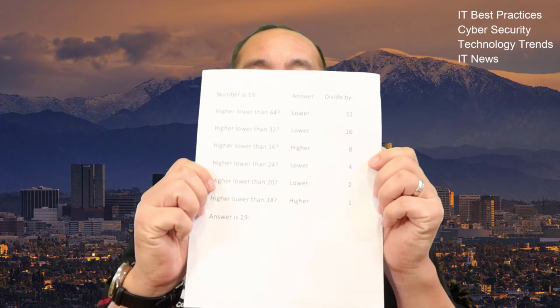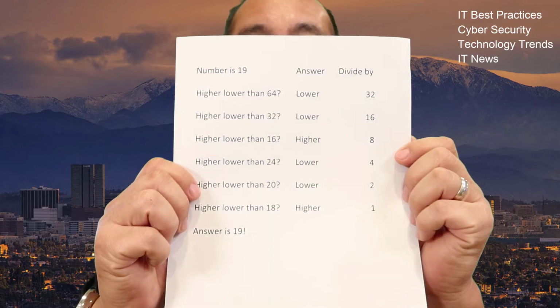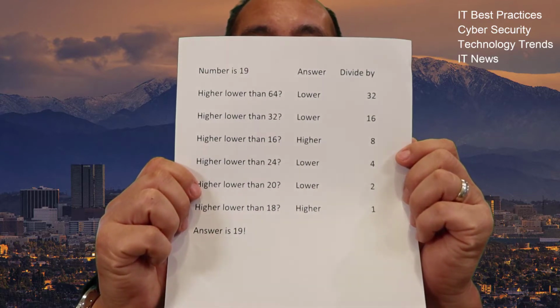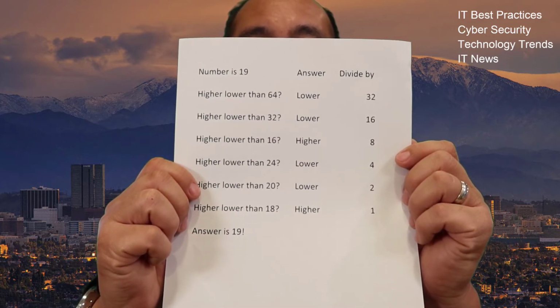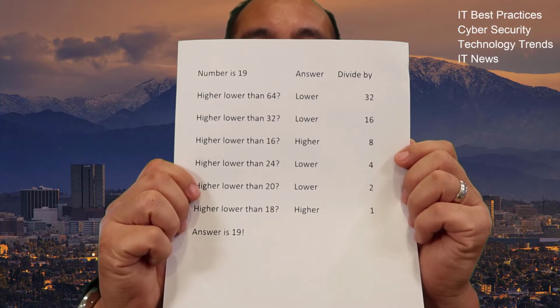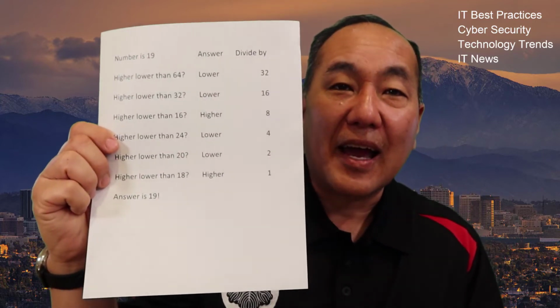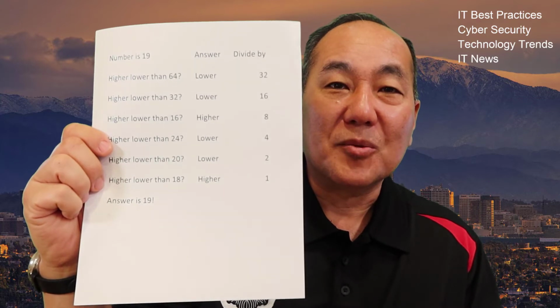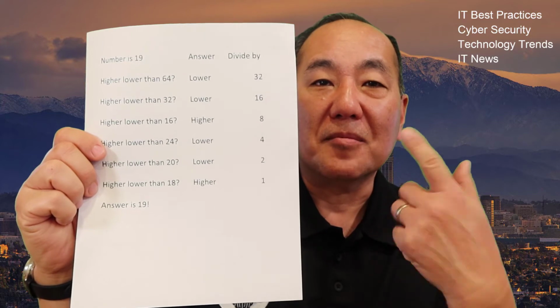So here's an example that I have. Let's just assume for a second, hopefully this will show up on the camera, that the answer is 19. So the first question is, is it higher or lower than 128? And the answer would be, well, it's lower. So the first number that I pick is 64, because half of 128 is 64, right? So essentially what I'm doing is I keep dividing the number in half repeatedly until I get to the answer.